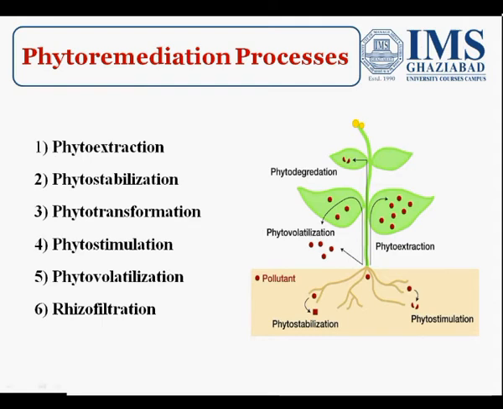Now, there are different methods of phytoremediation, out of which the first is phytoextraction. Phytoextraction means that through plants there is a transfer of pollutants from the soil, and they are accumulated in the above-ground parts of the plant. While phytostabilization means stabilization of heavy metals in the soil or on the root surface and reduction of heavy metal mobility.